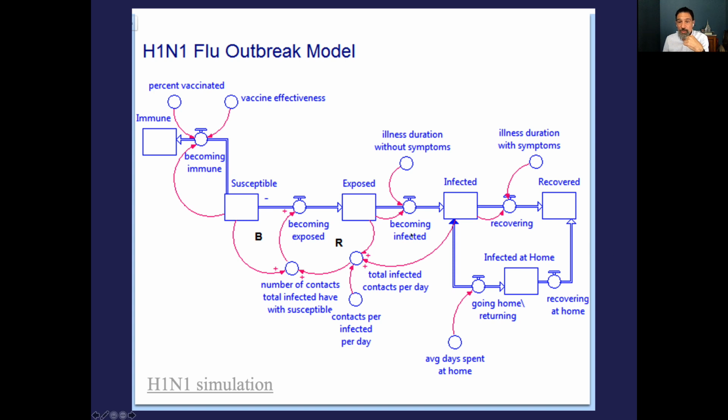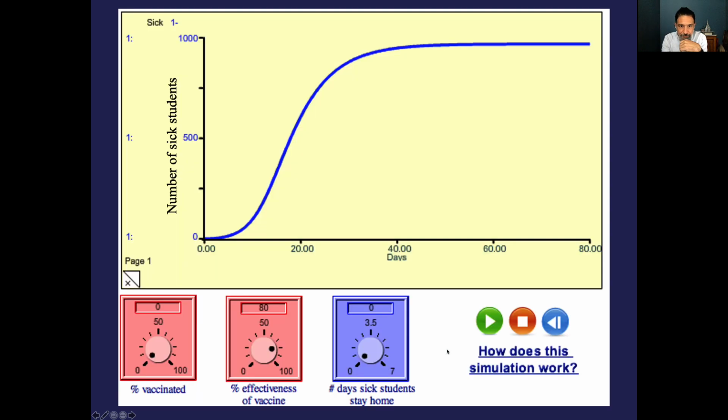So for example, tweaking the valve for the percent vaccinated will allow you to see the effect of vaccination on the total number of sick students, and tweaking the valve on the average number of days spent at home will allow you to assess the impact of longer versus shorter home isolation periods. And so this is the model output here, and you can see it's nice. It allows you to really tweak little dials to see how it changes in an interactive way.